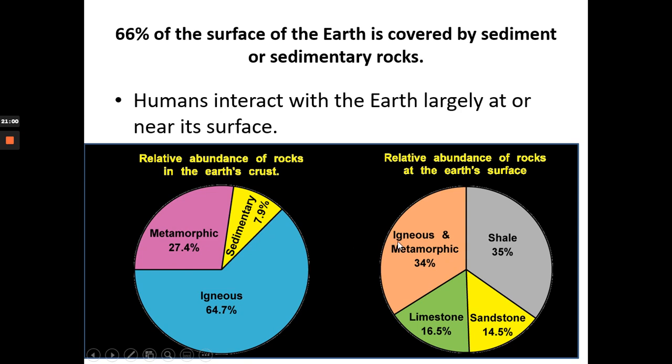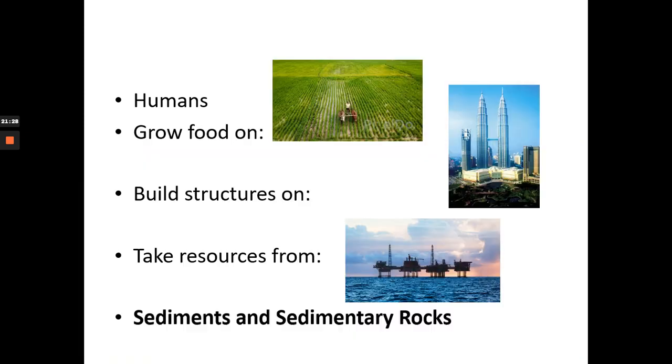On the surface, igneous and metamorphic rock only make up about 34%. More than half of the material on the Earth's surface itself, where humans live, is made up of sediments and sedimentary rock. Shale, 35%. Most of it is in the form of fine-grained sediment. Sandstones and limestone make up the other parts. So it's going to be important because we are interacting with this material daily.